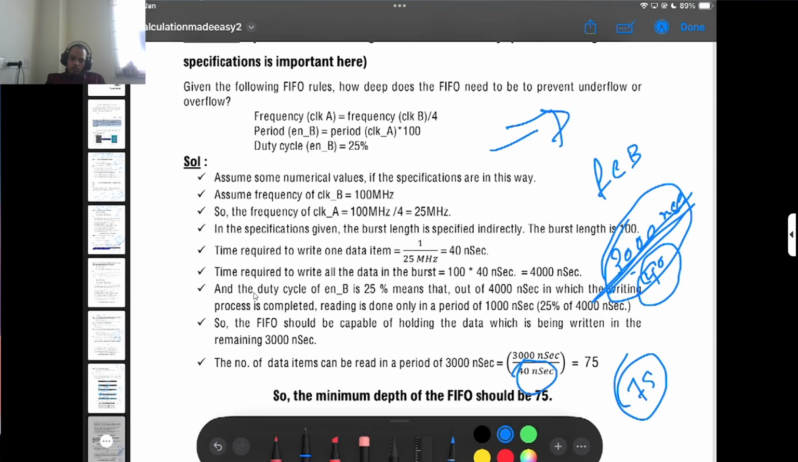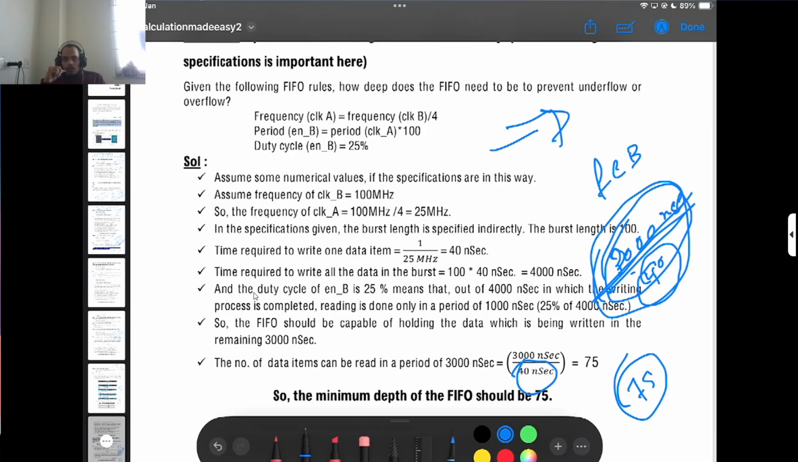Whatever data is sent, is received. The problem is not clock B. The problem is that 3,000 nanosecond by 40 nanosecond means 75 data will be sent and also received. But how many data will still not be received? That is the minimum depth of the FIFO, which should be 75. That's not the problem of the clock receiver, that's the problem of the sender.